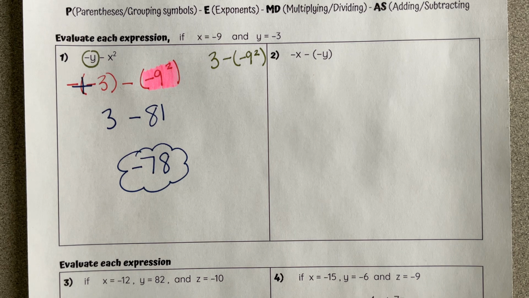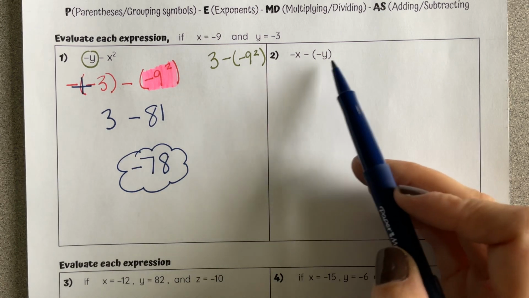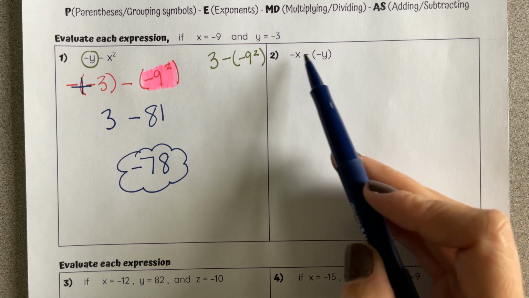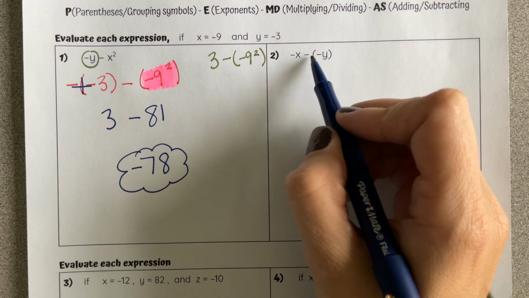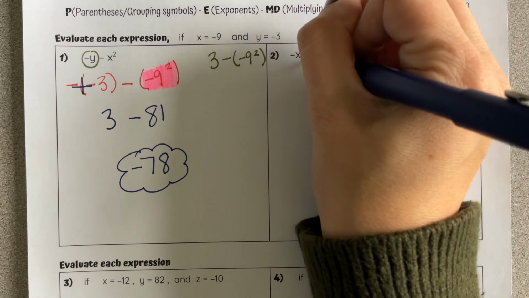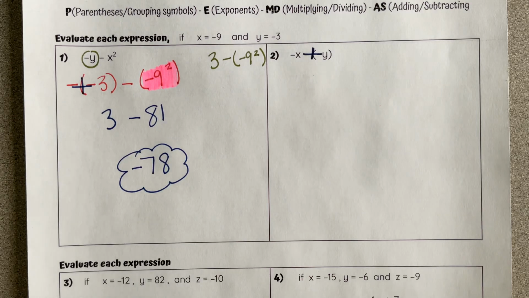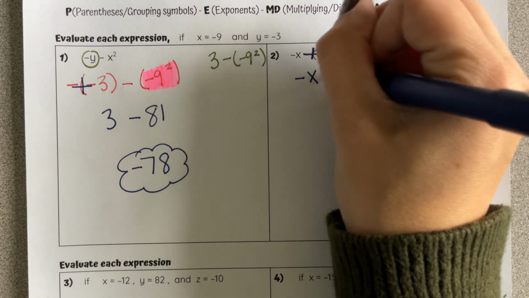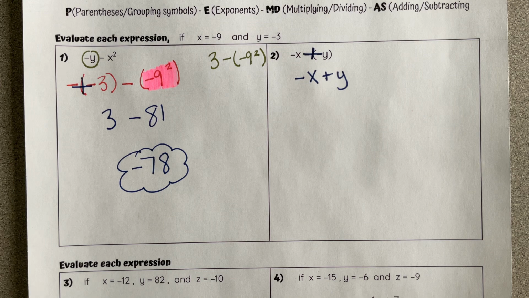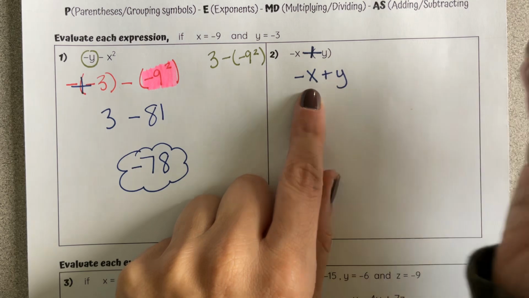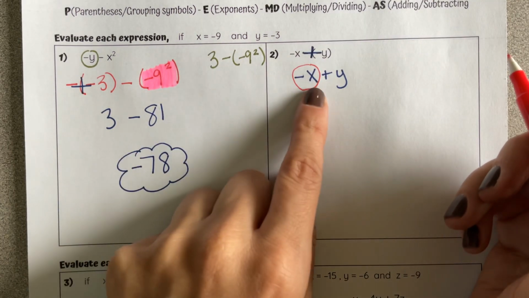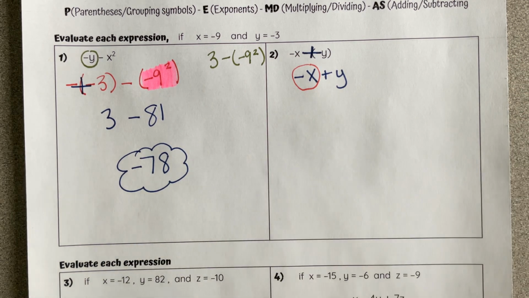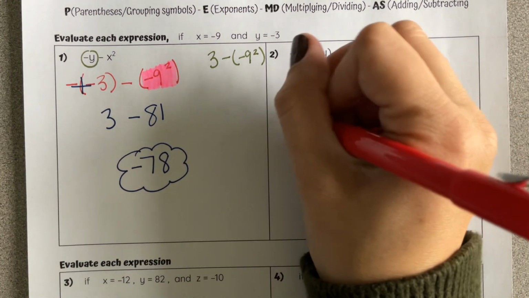Now, number 2. In this case, I do want to look to see if I can simplify anything first, because all we have here is additions and subtractions and negatives. So when I see this double negative here, since there's no exponent to worry about, I can change this right away to a plus. So really, we have -x plus y, which is going to make it easier for plugging in purposes. Kind of like I did over here. If I want to look at this and say I have the opposite of x, well, if x is -9, the opposite of x is +9. Or we could plug it in as is.